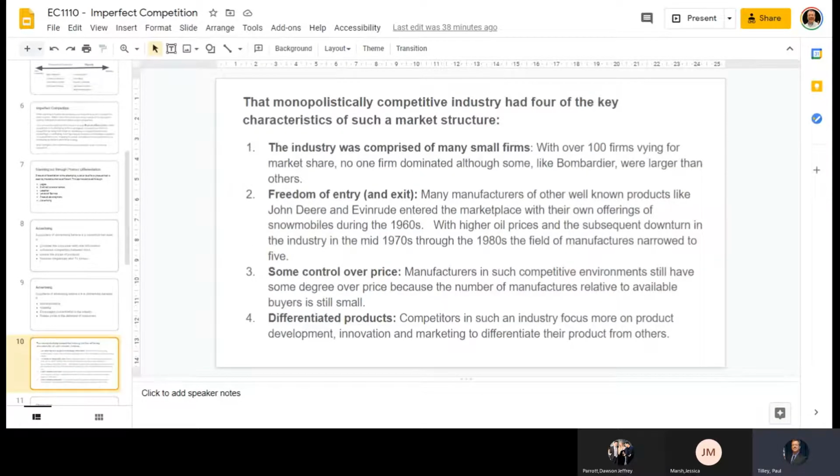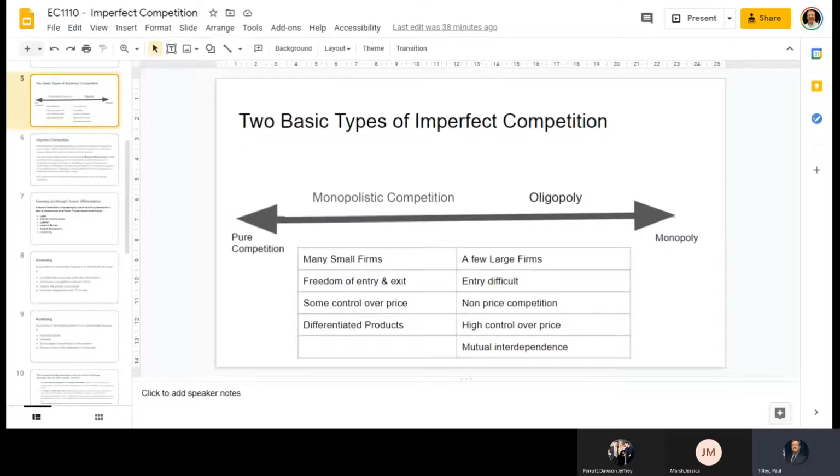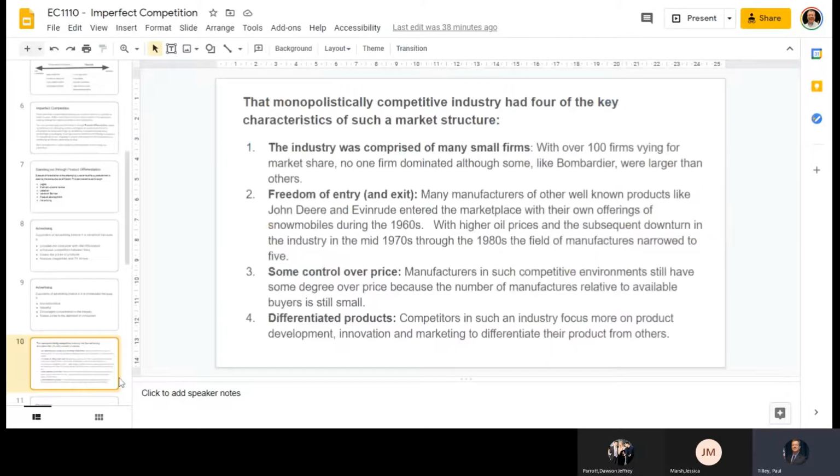So there are 4 key characteristics of this monopolistically competitive market. So I just want to go back and start this slide. So we're looking at this monopolistic competition here, okay? So we need to be aware of these 4 key characteristics. First of all, the industry has a lot of small firms. With over 100 firms vying for market share, no one has dominance.